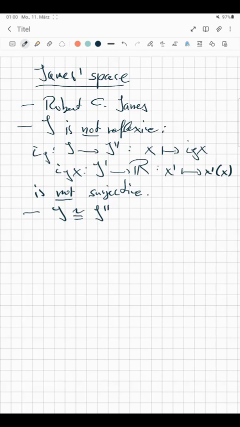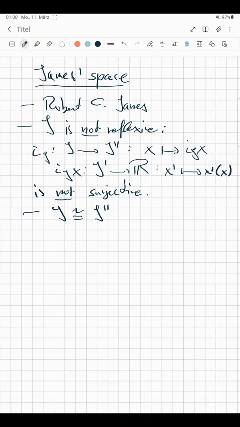And as you may expect, it will be a rather technical lecture. It is not a very beautiful space, if I say so. It is rather ugly, actually. That does not make it less interesting, though, so I think it is still worthwhile to engage in the study of James space.